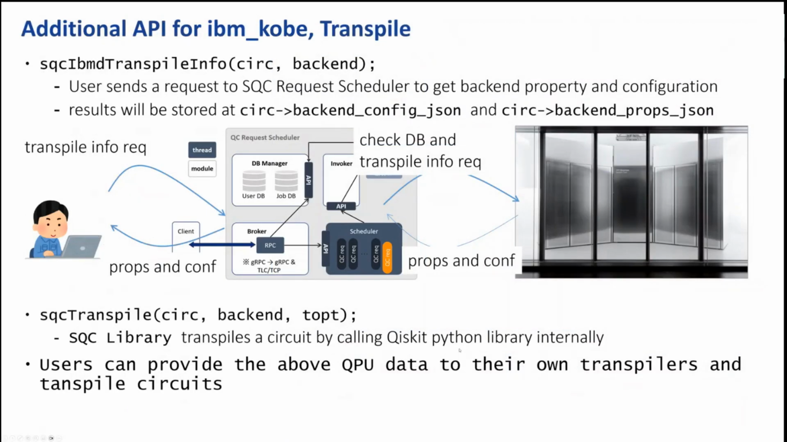And for transpilation by IBM, recently IBM does not allow submitting non-transpiled circuits, so we have a mechanism to get the information to transpile locally. Users transpile by themselves using the Qiskit libraries, and in future we will support several add-ons developed for research purposes, or maybe developed by the IBM Qiskit C++ team.